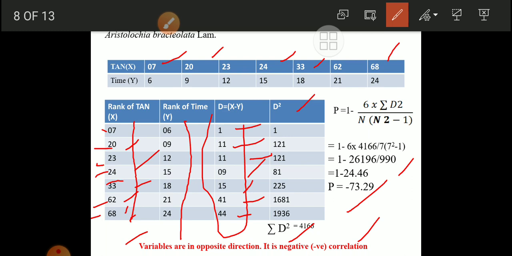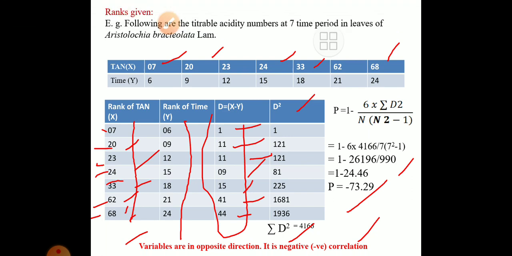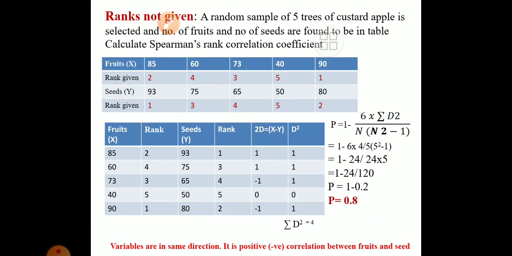Means as the time span increases, the value also decreases. Time span 6, 9, 12. So there is a negative correlation we have found in this. So this is a mathematical method of calculation.